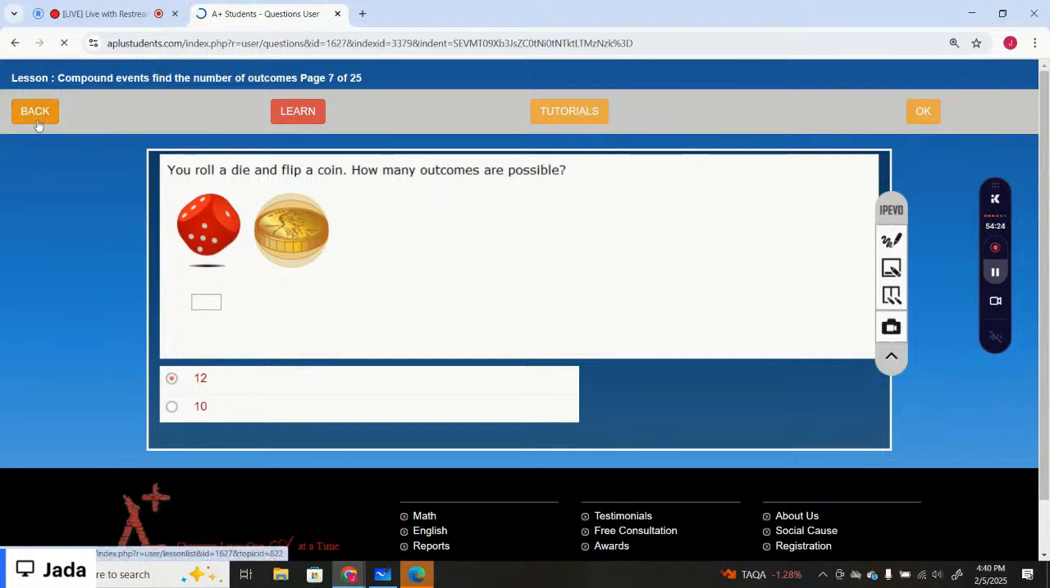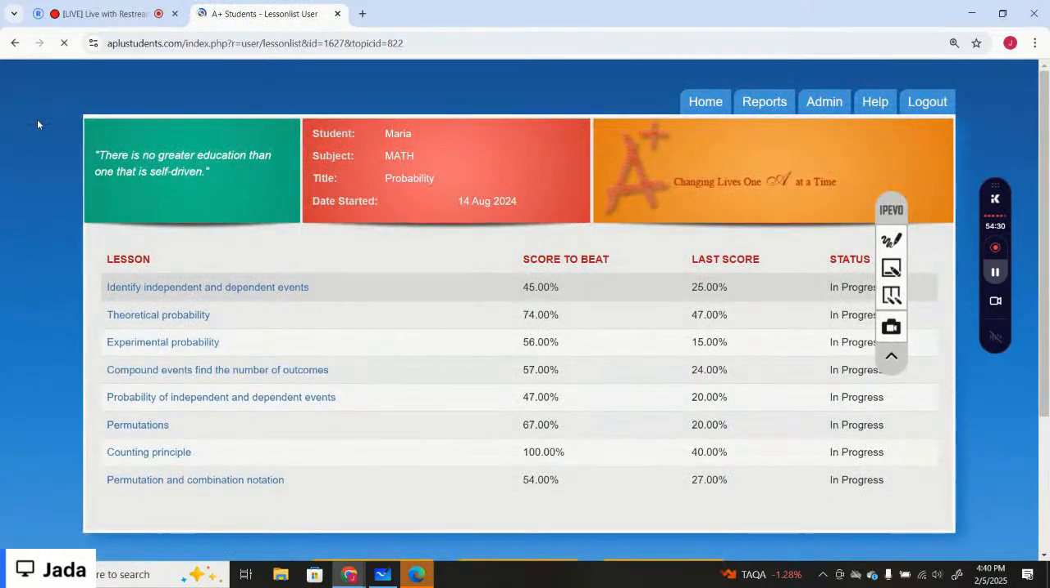So we were working on grade 9 math. The chapter we were working on is probability, and the lessons we have covered today are identify independent and dependent events, theoretical probability, experimental probability, compound events, and find the number of outcomes. So please make sure before the next session you complete all the practice questions for the lessons we just did. That is your homework until the next session.